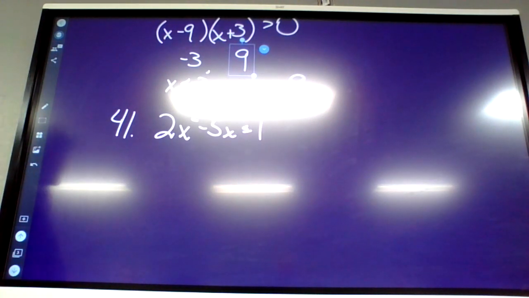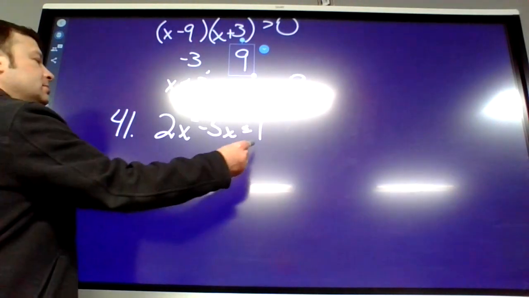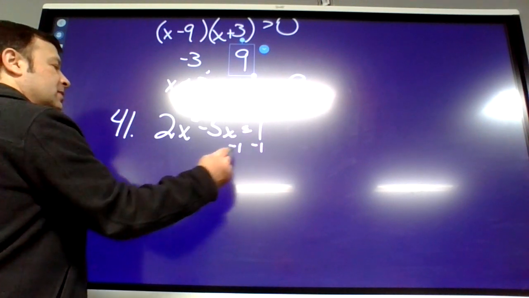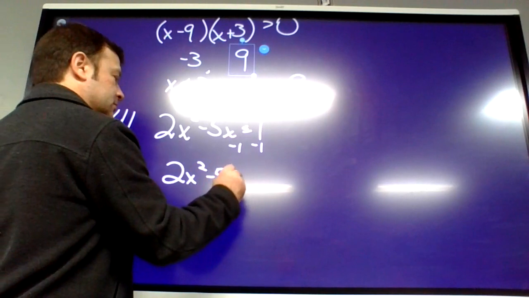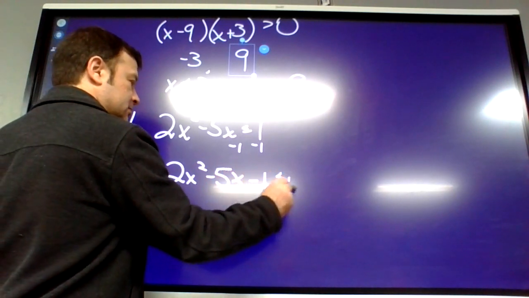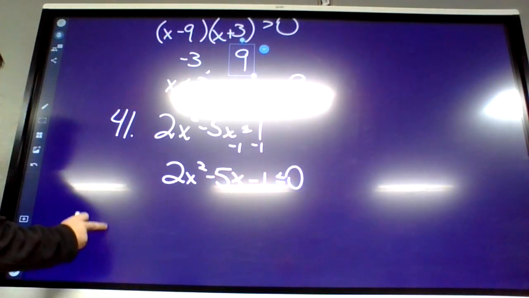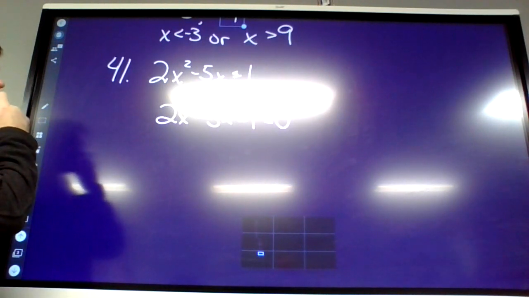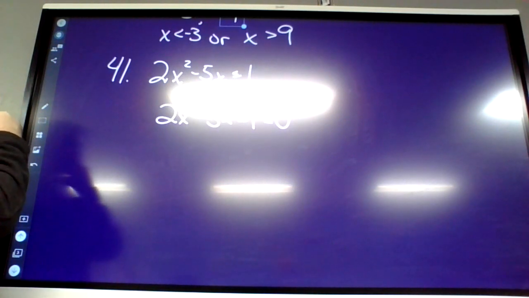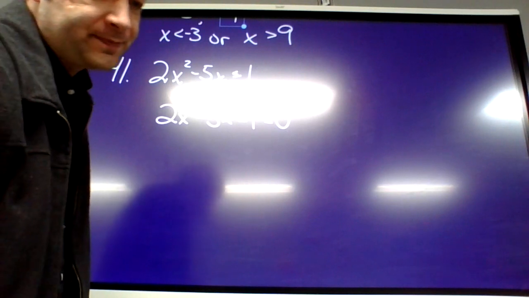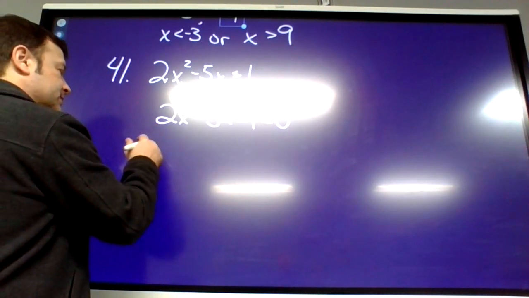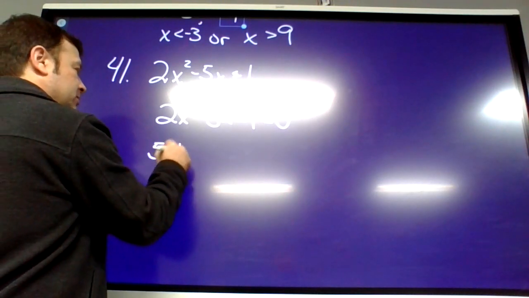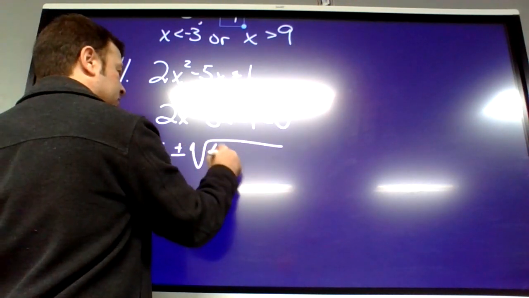Okay, what should we do first on this one? I don't think this is going to factor, darn it. Did I copy it right? Unfortunately, yes. So we're going to have to do quadratic formula. Negative b plus or minus square root of b squared.